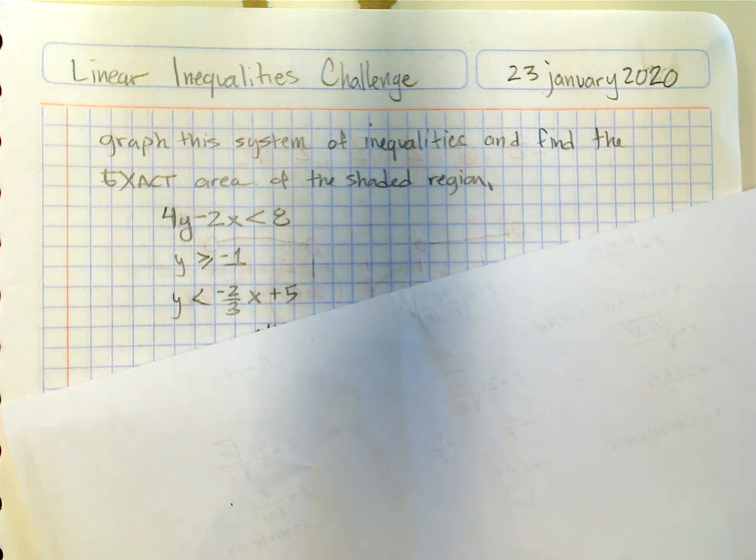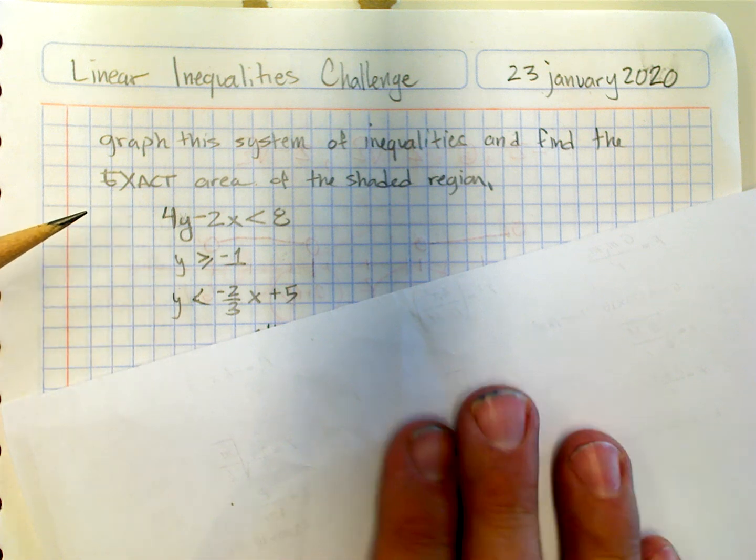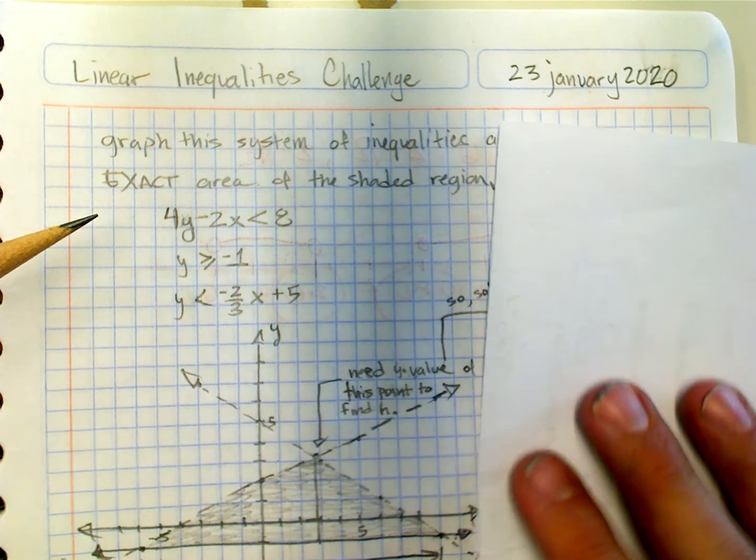This is my solution for this little linear inequalities challenge that we worked on in class today. It asks us to graph this system of three inequalities together, and then find the exact area of the shaded region.